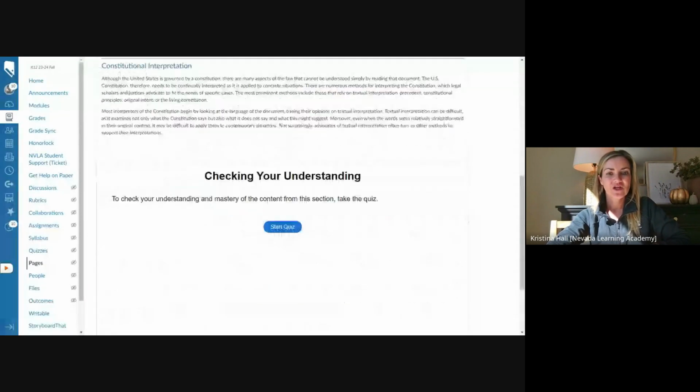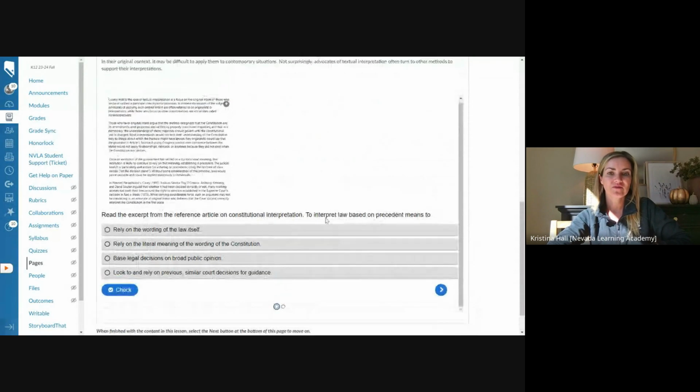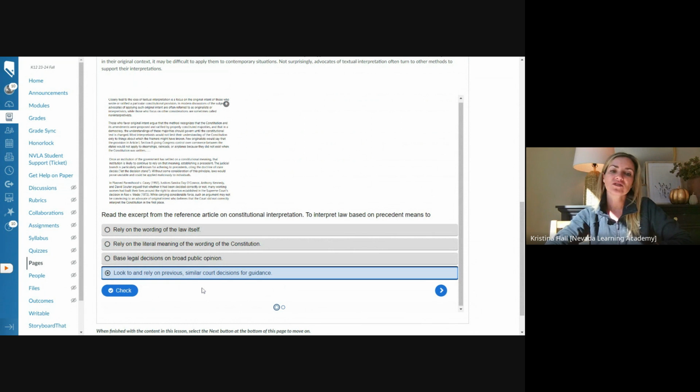Okay, let's take a look at the checking for understanding, and then we'll do the questions. To interpret laws based on precedent means to look and rely on previous or similar court cases.